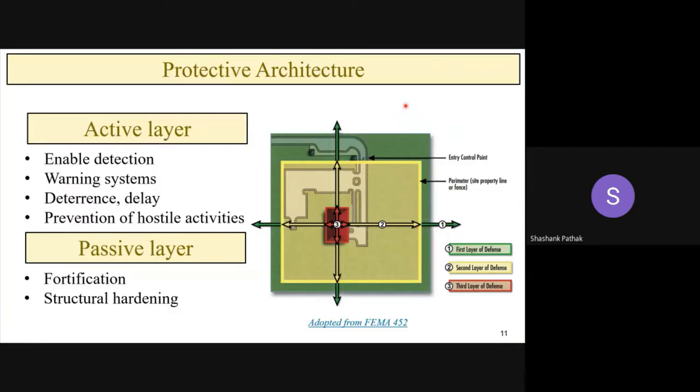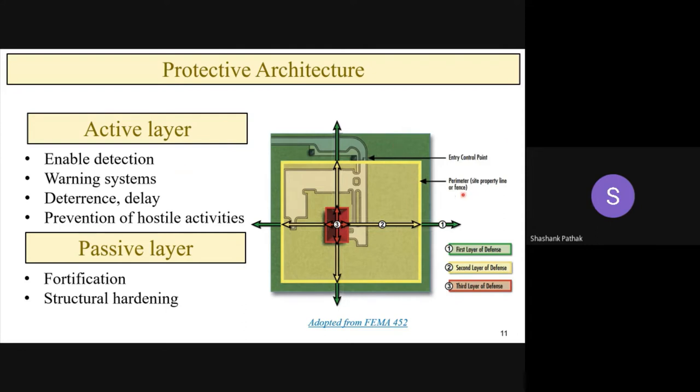Now, in my previous slide, I was talking about different defense layers. So for example, consider this structure, the architectural drawing, or you can say the layout. First, there is a first layer of defense, the green one that you see here. And then there is a second layer of defense, and then there is a third layer of defense, which is completely inside. We want to protect this particular area.